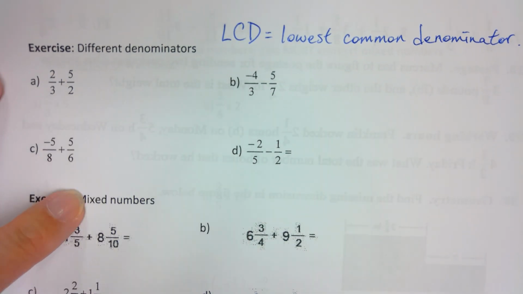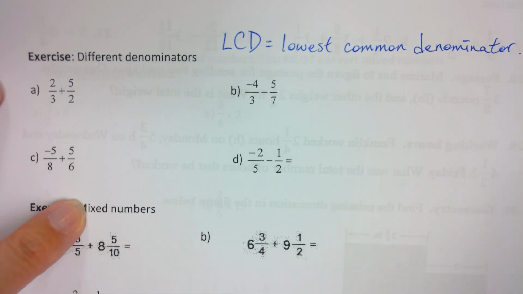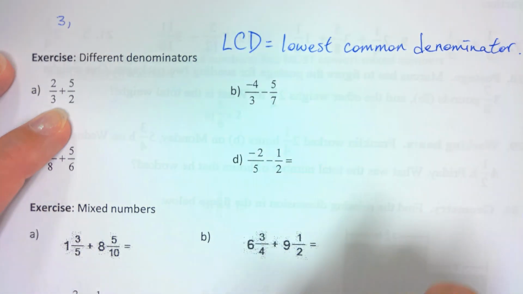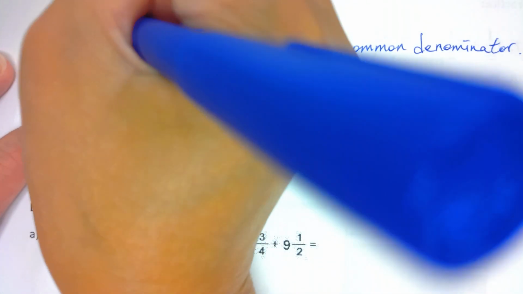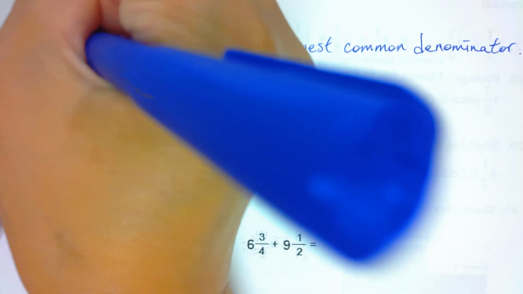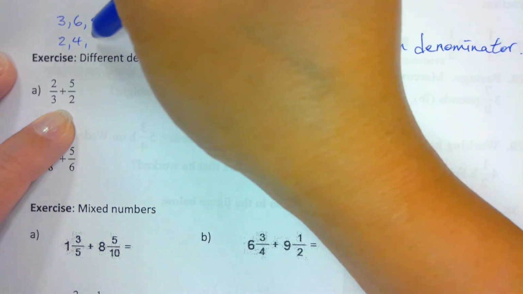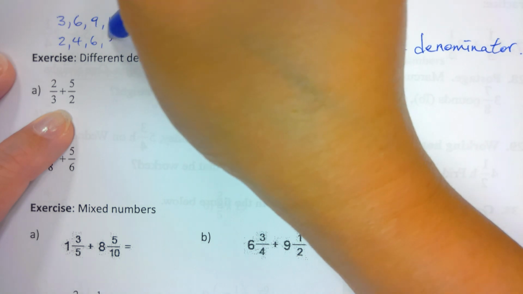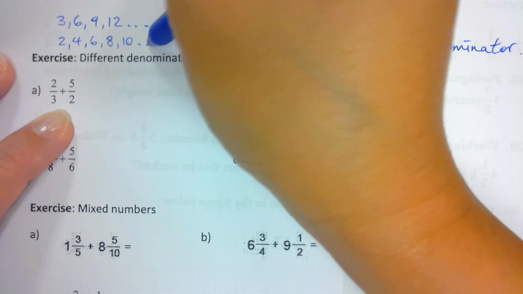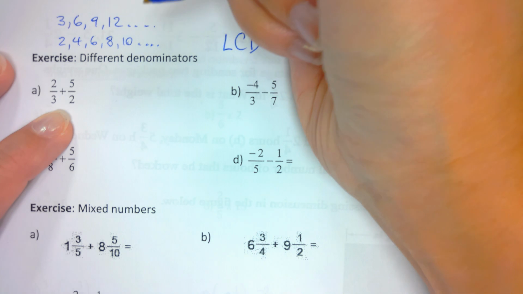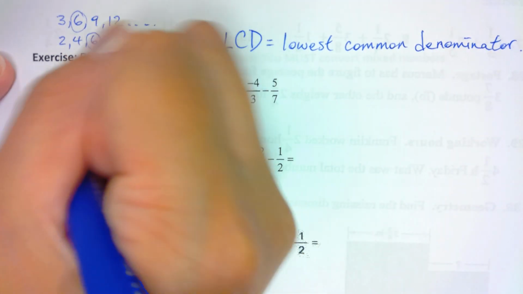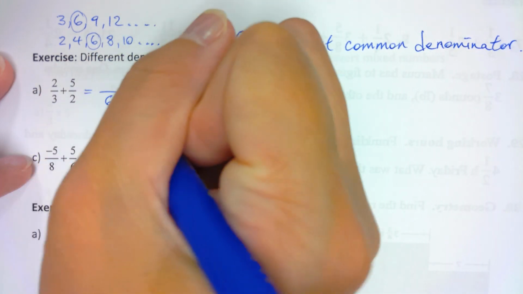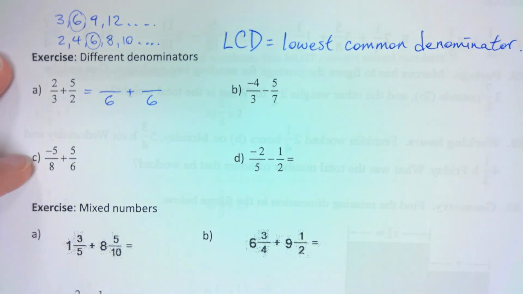Okay, lowest common denominator. So between 3 and 2, what's my lowest common denominator? 6. Okay, for those of you who forgot how to find the lowest common denominator, you list out all the multiples of 3. 3, 6, 9, 12, and so on. And then for 2, 2, 4, oh, sorry, you guys can't see. 2, 4, 6, 8, 10, and so on. What's the first common number between the two lists? 6. And so that's how you know that's my lowest common denominator between them. Okay.